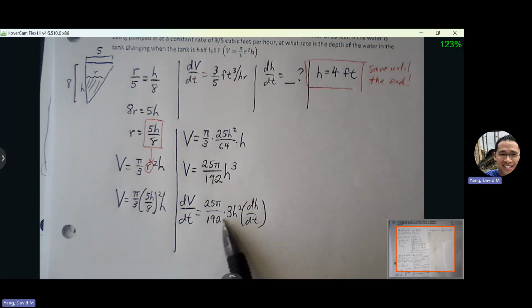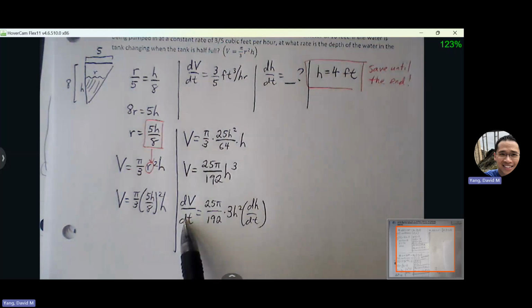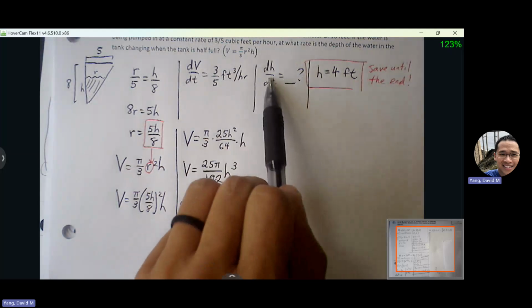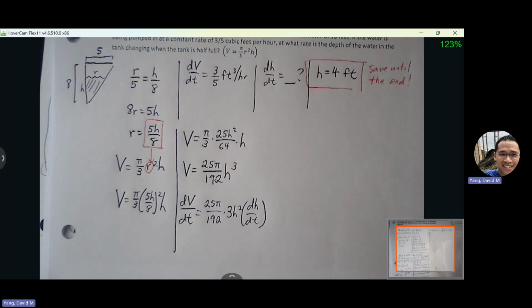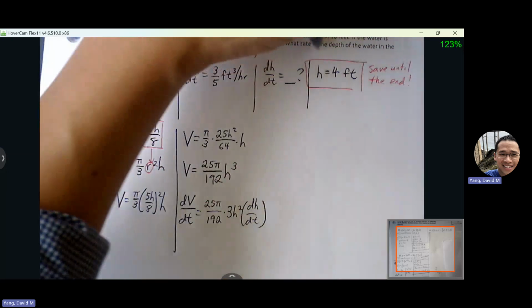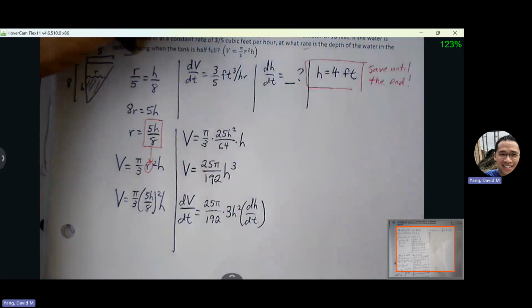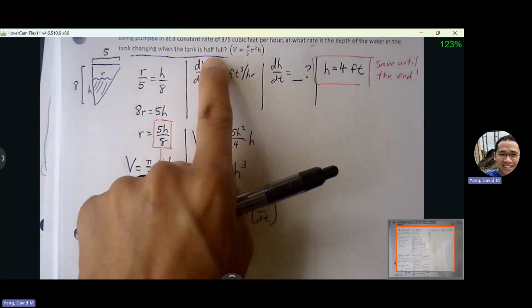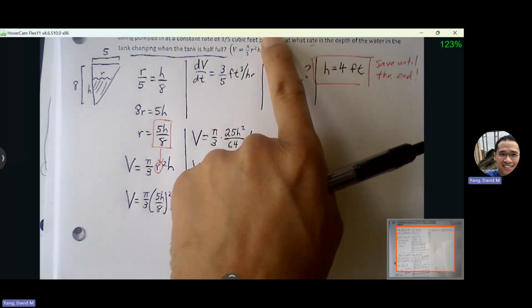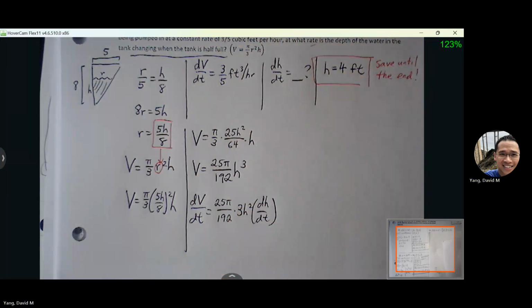But now that we have a derivative, everything is ready to be plugged in. So I can plug in 3/5 for dV/dt. I can plug 4 in for h. And now I'm just trying to figure out how to get that dh/dt value. Mr. Yang, where did you get the 4 from? It says, what rate is the depth of water changing when the tank is half full? Oh, okay. So because the height is 8, half of that is 4.